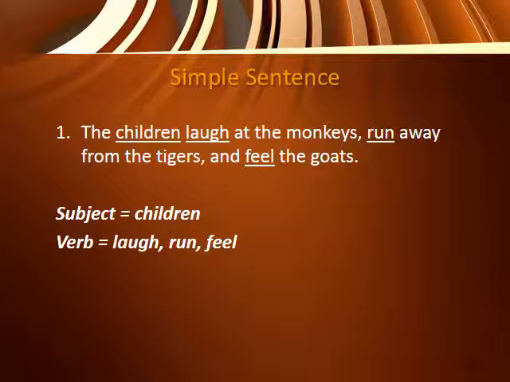The children laugh at the monkeys, run away from the tigers, and feel the goats. The children, it is one subject, children. You have laugh, run, and feel. That makes it a compound verb. It still does not stray away from the fact that it is still a simple sentence. And I'm going to explain to you why that is a simple sentence.